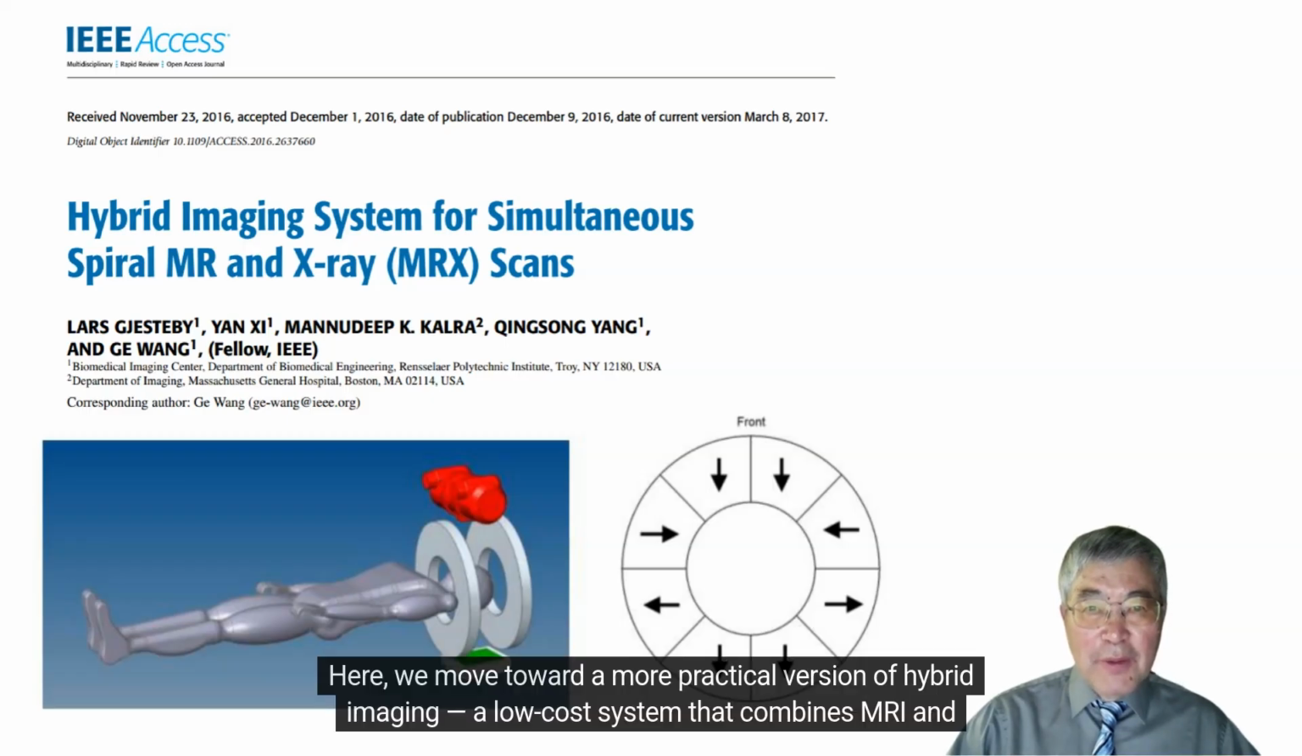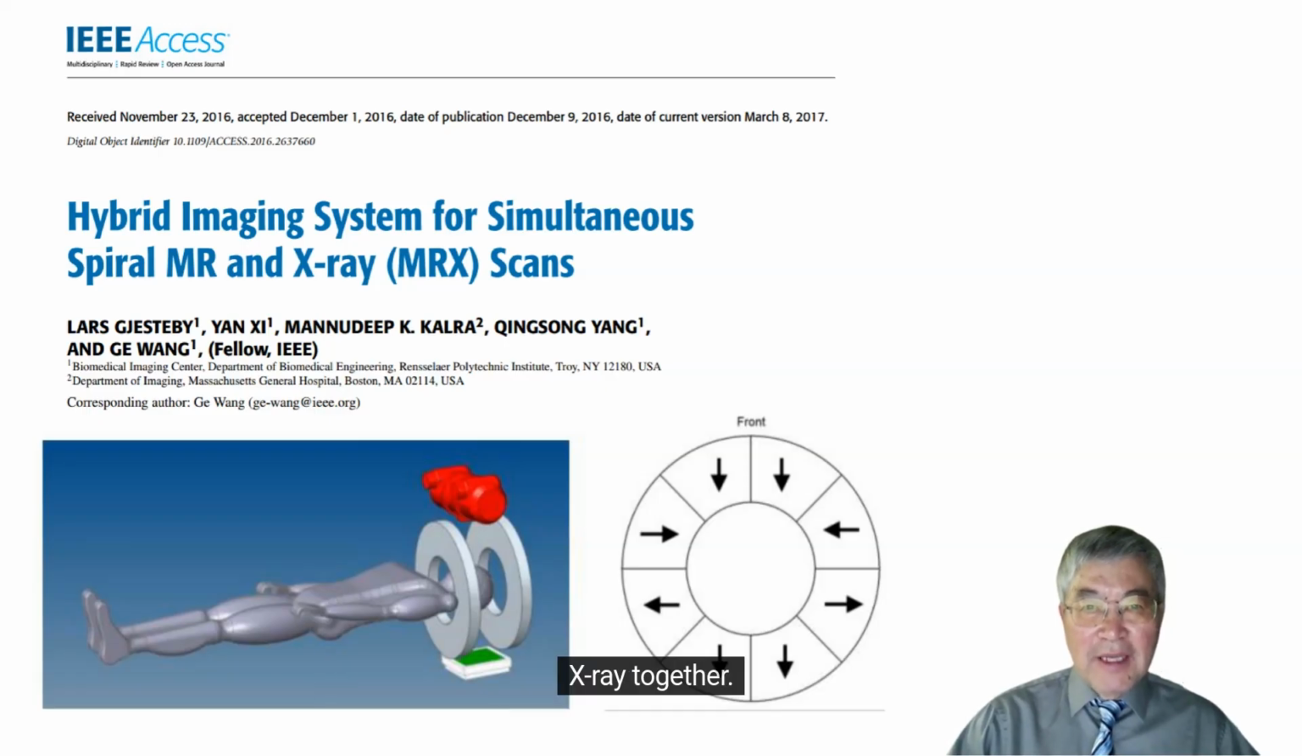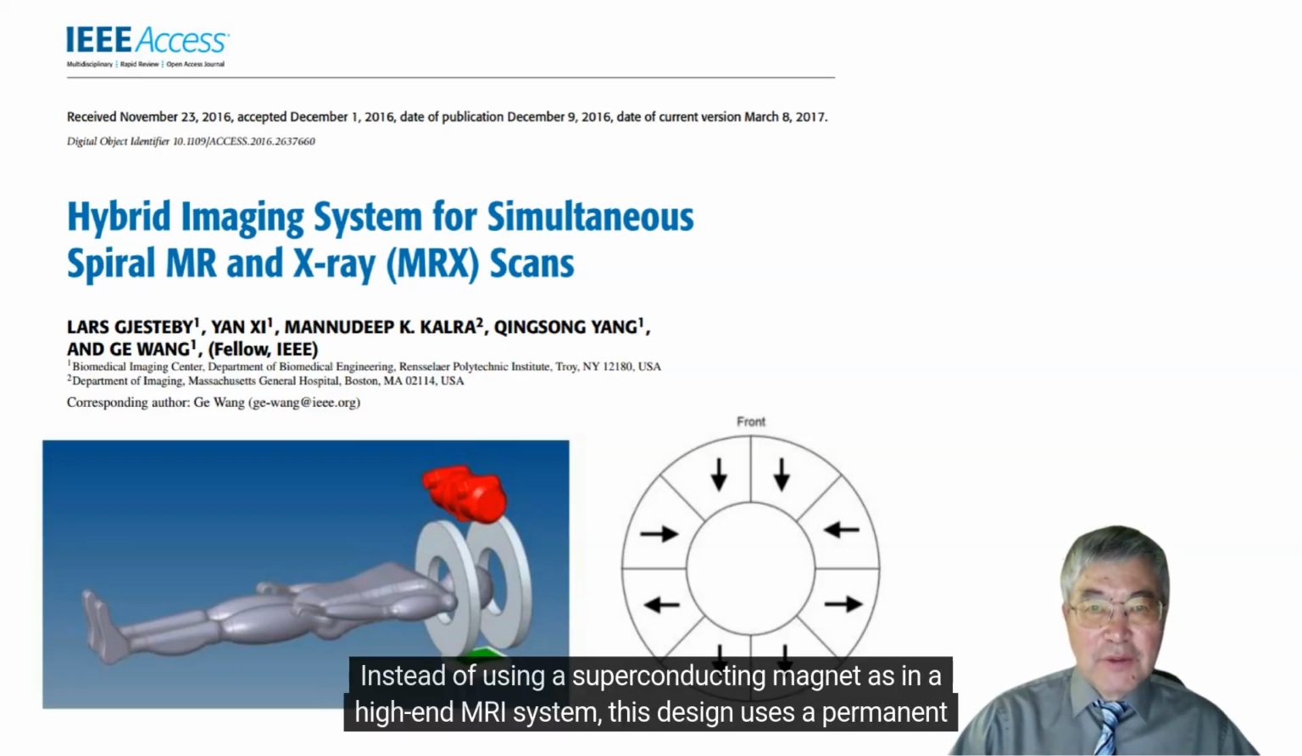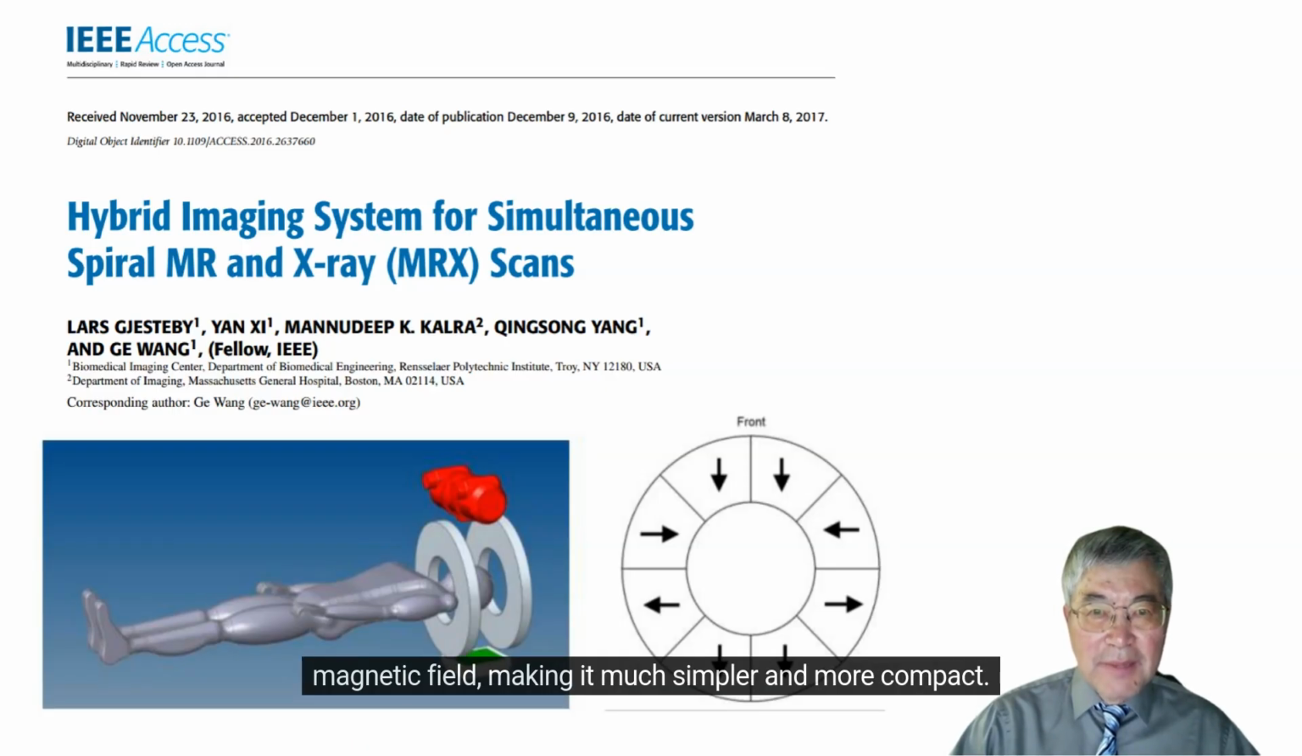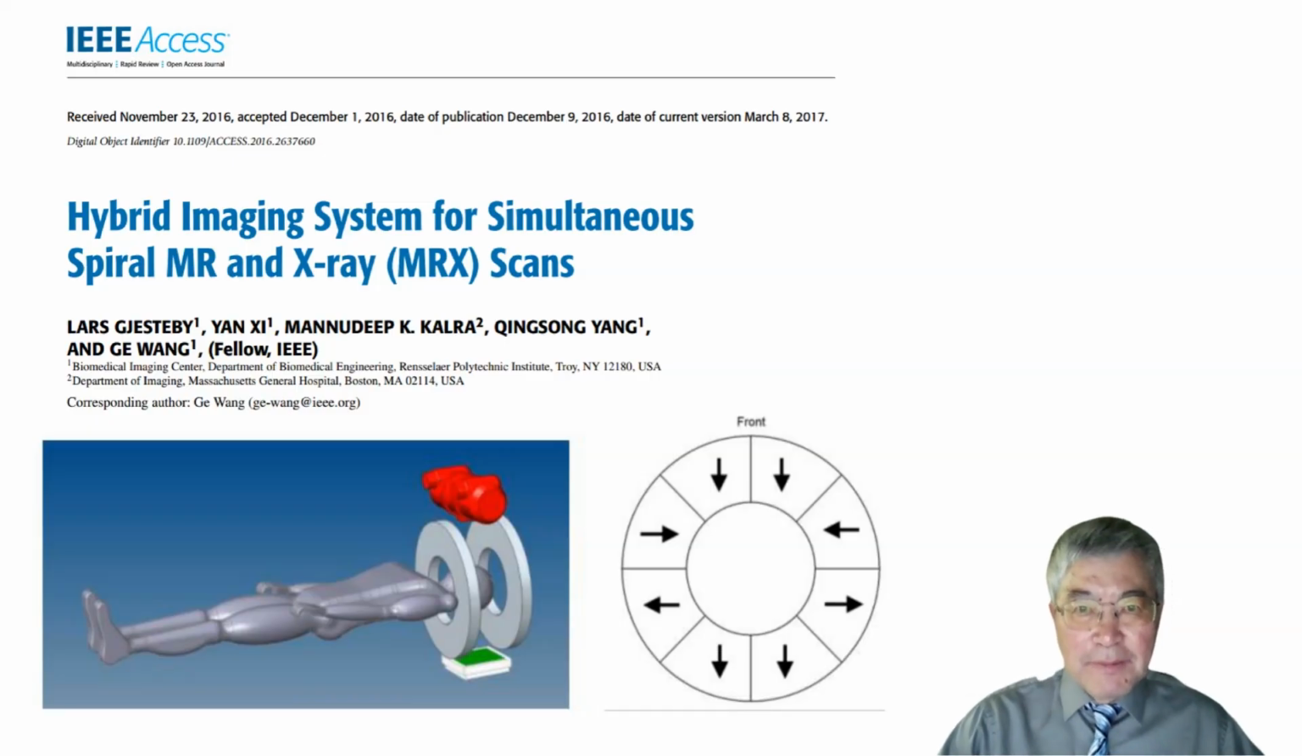Here, we move toward a more practical version of hybrid imaging, a low-cost system that combines MRI and X-ray together. Instead of using a superconducting magnet, as in a high-end MRI system, this design uses a permanent magnetic field, making it much simpler and more compact.